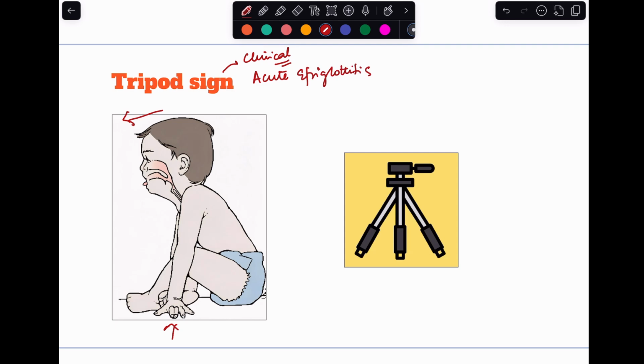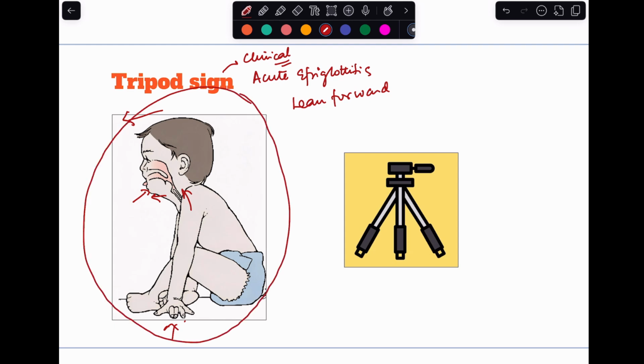Now, what is the reason this is happening? As I mentioned, in acute epiglottitis, the epiglottis is inflamed and edematous, and this leads to a critical airway narrowing in the patient. Now, so as to maximize the airflow inside, what the child ends up doing is they take up this posture where they lean forward and they keep their mouth open with their tongue protruded out. Their neck becomes hyperextended. They thrust forward their chin and they place the hands either on the knees or on the bed for support. This whole posture is known as the tripod sign.